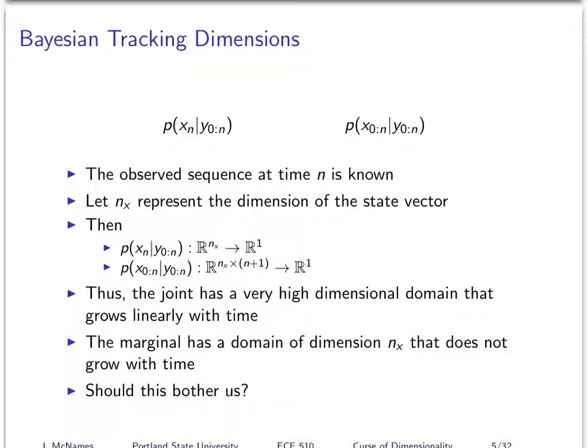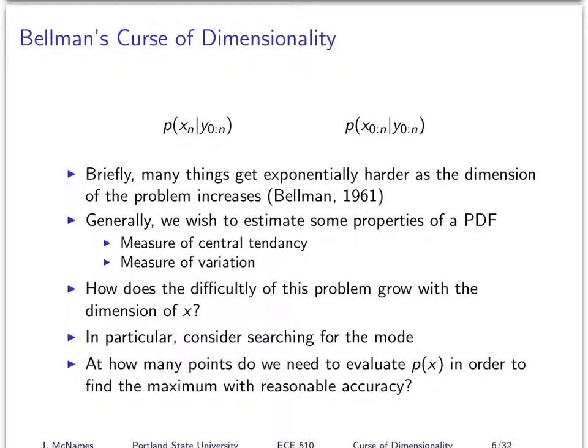So the joint is this really high dimensional thing, and the marginal doesn't grow with time, but it still can be very high dimensional, depending on the design of your state space model.